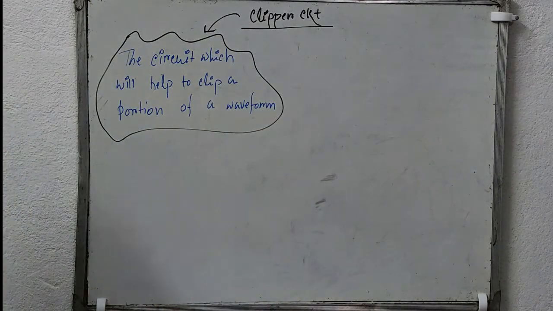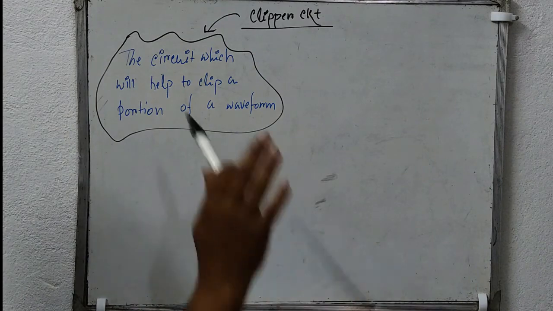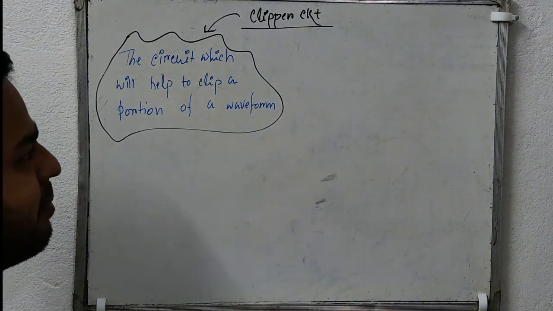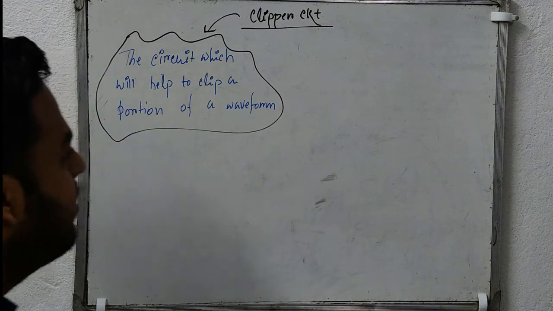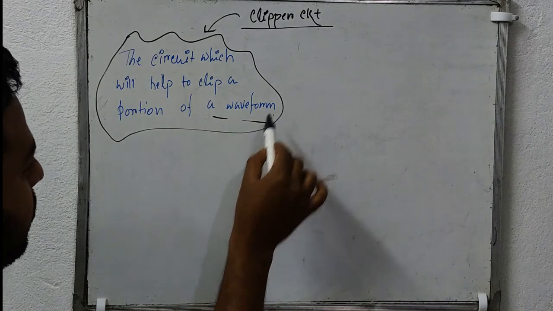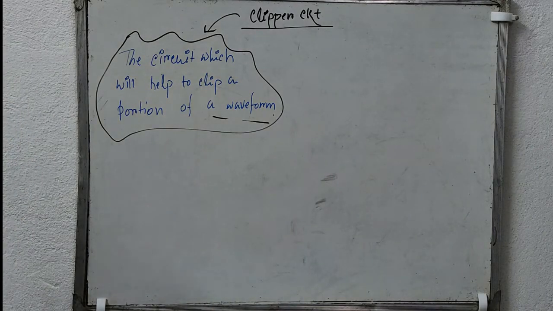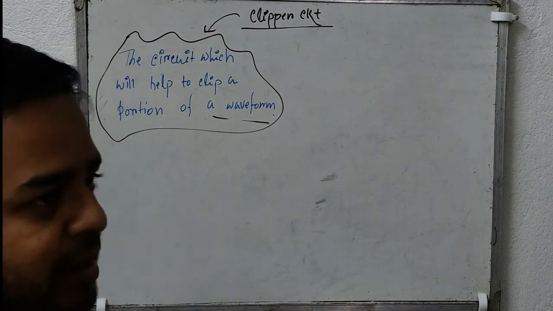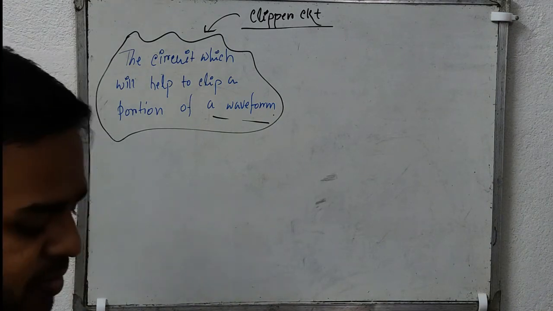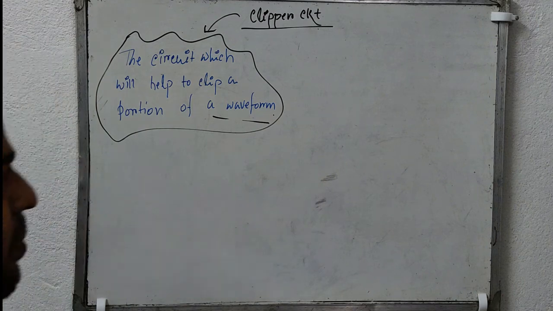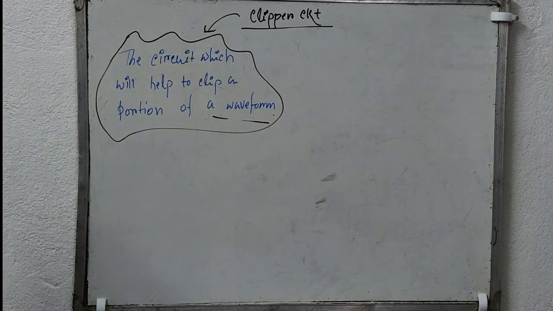You can define a clipper circuit like this: the circuit which will help to clip a portion of a waveform. We will see the definition. But before going to this topic, let me discuss a bit of introduction about the diode, so that will also help us for our further study of clipper circuit.